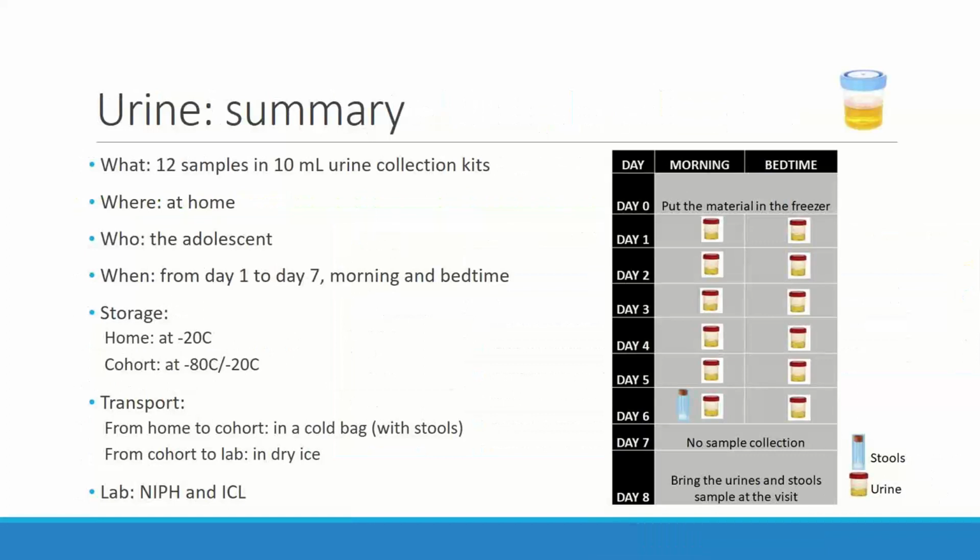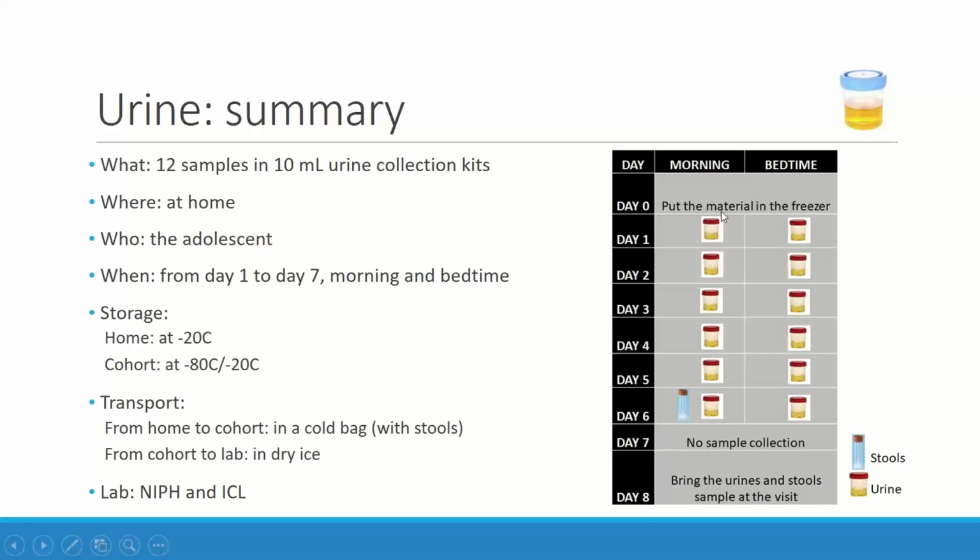Okay, so let's start sample by sample. And as I said, if you have questions, stop me and we can discuss it. So the urine samples: we are going to collect 12 urine samples, and these samples will be collected by the adolescent at home during 6 consecutive days. So this will be from day 1 to day 6 of the visit, okay?